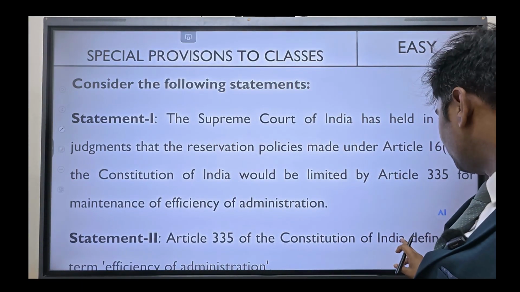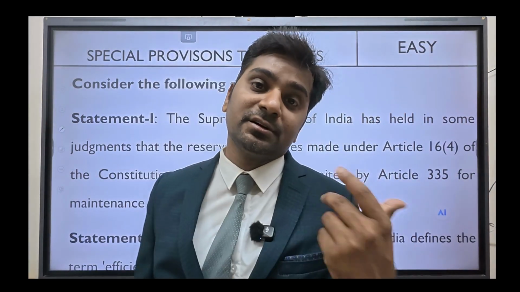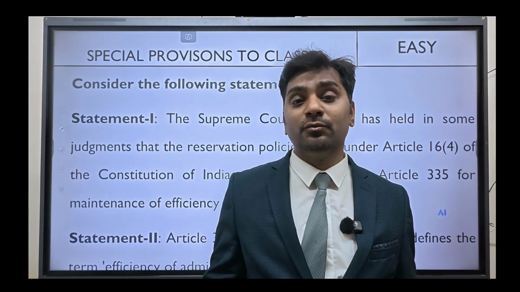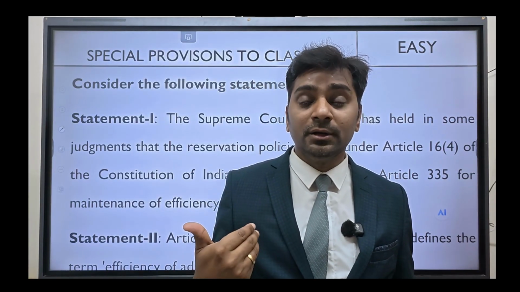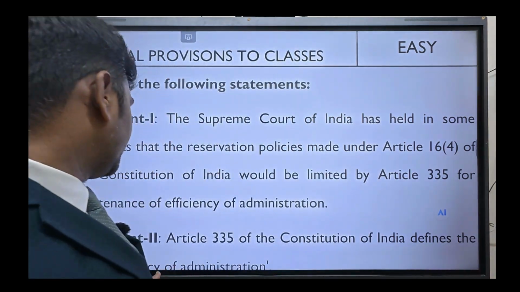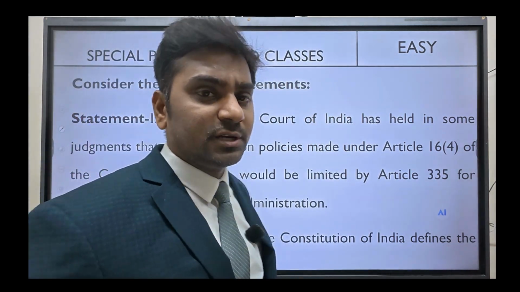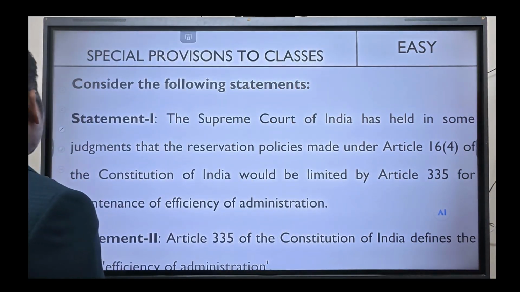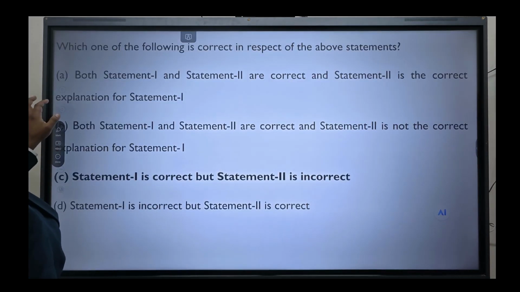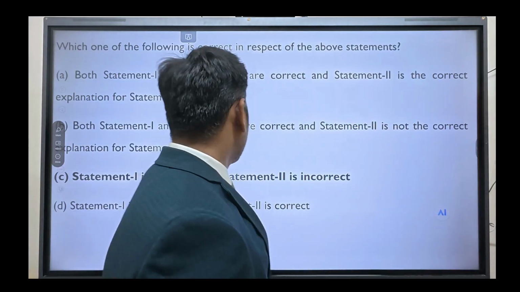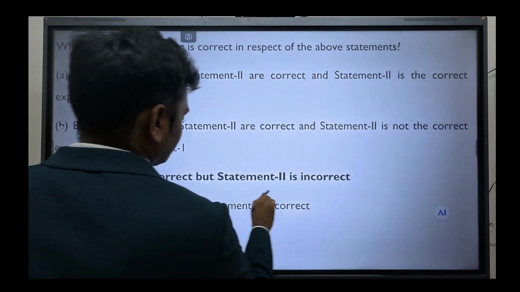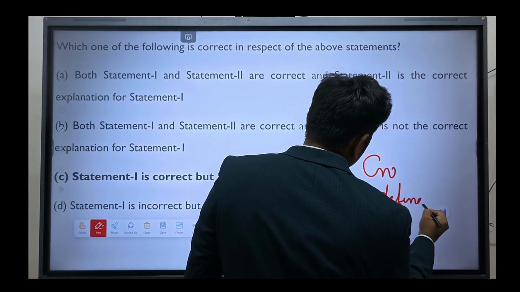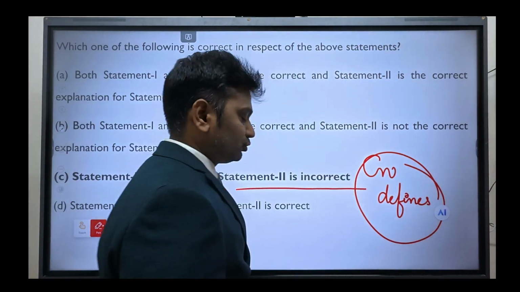Article 335 of the Constitution of India defines the term efficiency of administration. We have to be very, very careful. In the majority of areas, the Constitution will not define what it is. The Constitution just says what the provisions are. It will not further define what the efficiency of administration is. The Constitution does not define it. It is up to the courts to look at and interpret it. So the second statement is wrong, the first statement is correct, and we have to be very careful when they say that the Constitution is defining it. So the answer for this type of question will be: statement 1 is correct, but statement 2 is incorrect. "Constitution defines" is wrong.